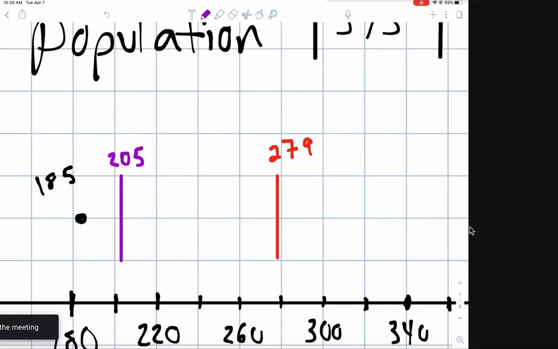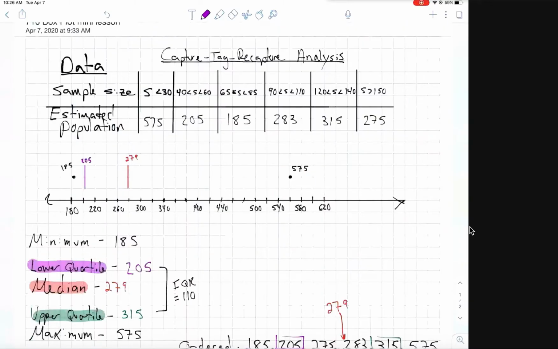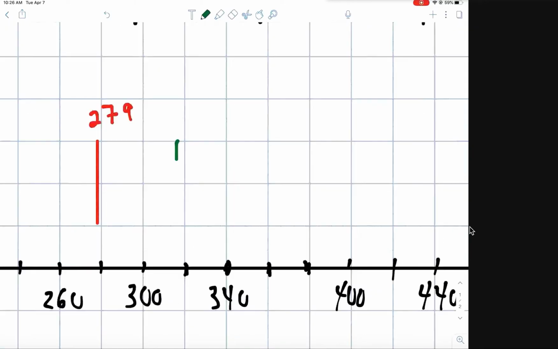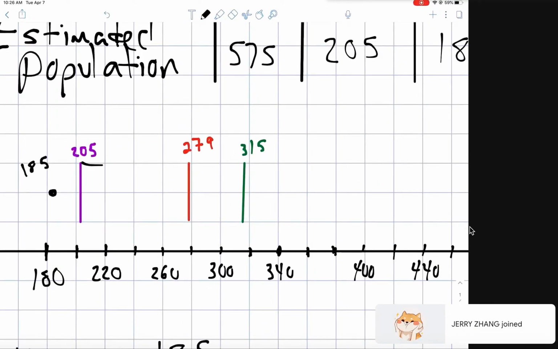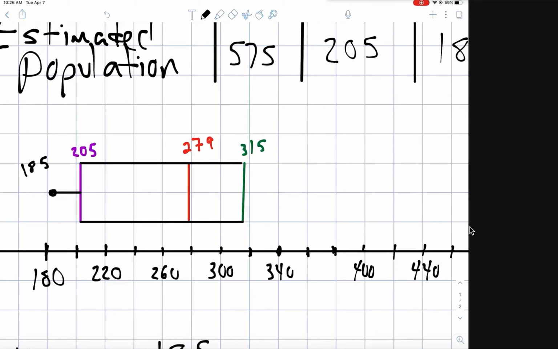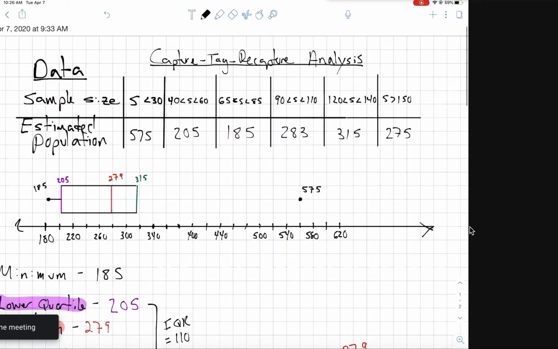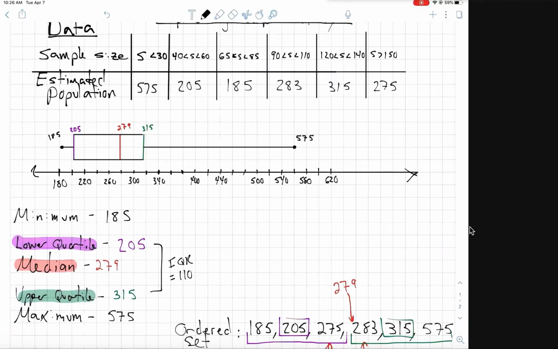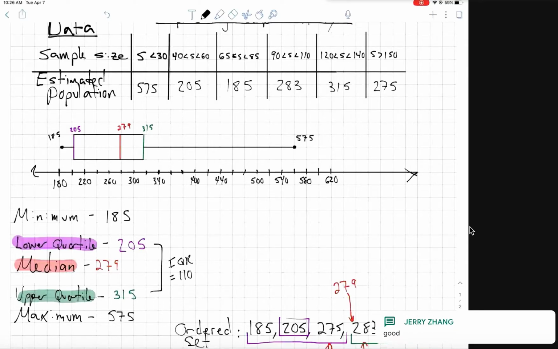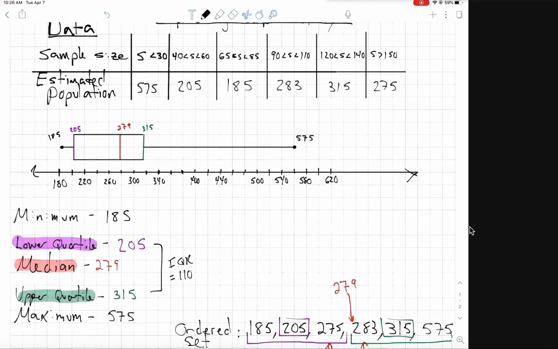We have our upper quartile, which is 315. Now we can construct our box. Okay. Now what? What questions do we have? I want to hear some questions from you guys about this plot.